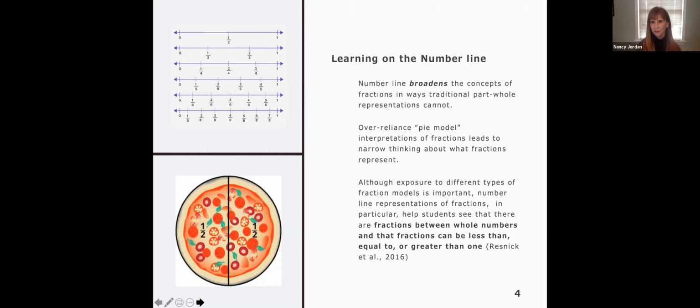Number line representations of fractions in particular help students see that there are fractions between whole numbers and that fractions can be less than, equal to, or greater than 1, because some of our earlier studies showed that even in 6th grade, a lot of students interpret fractions as being very, very small and less than 1.